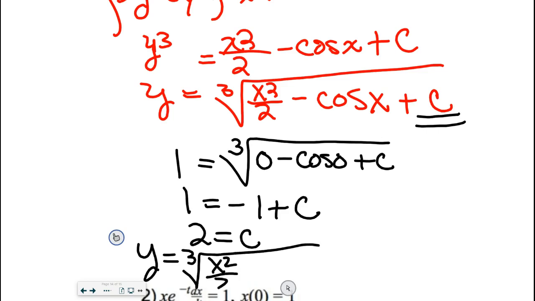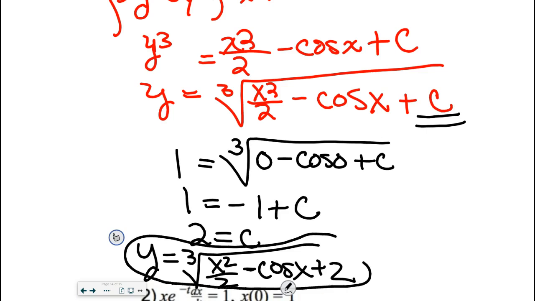So the particular solution that sails through that point is y is equal to the cubed root of x squared over 2, like Charlie said, minus cosine x, like he also said. But now I have a specific c, and my c for this problem is 2. All right, why is it 2? Because that's the only constant that'll cause me to sail through that specific point. Does that make sense?